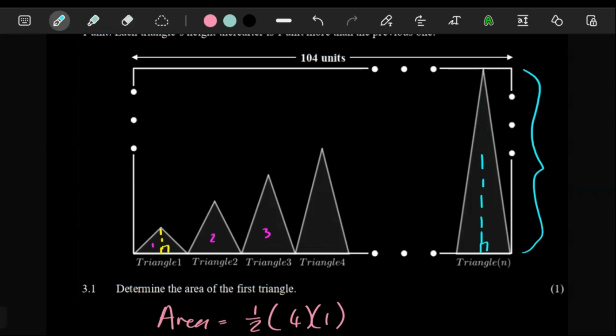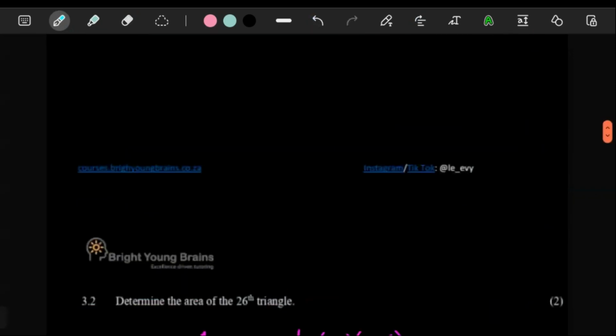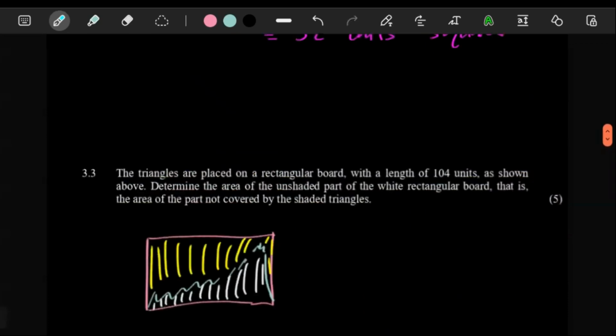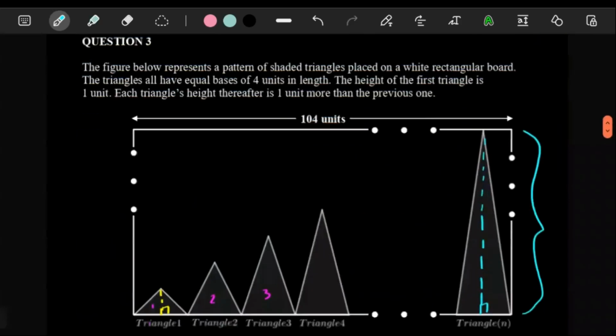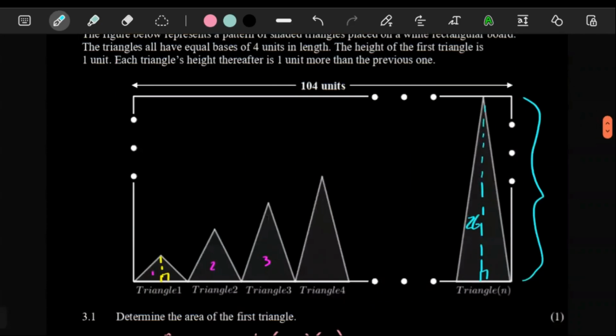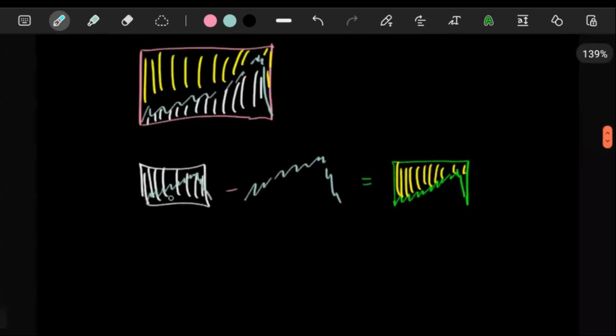We just need to find out, in a space of 104 units, how many of our triangles do we have? So let's do that first. If we take 104 and divide it by 4, let's see what we get. 104 divided by 4, we're getting 26. Okay, so we're certain that there are 26 triangles. So if there are 26 triangles, we know that the height here is 26. Perfect.